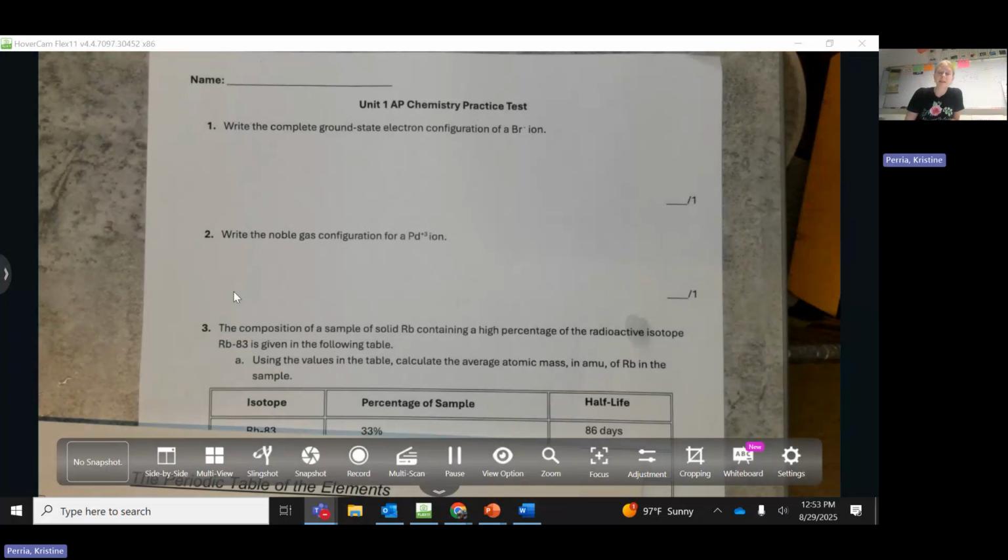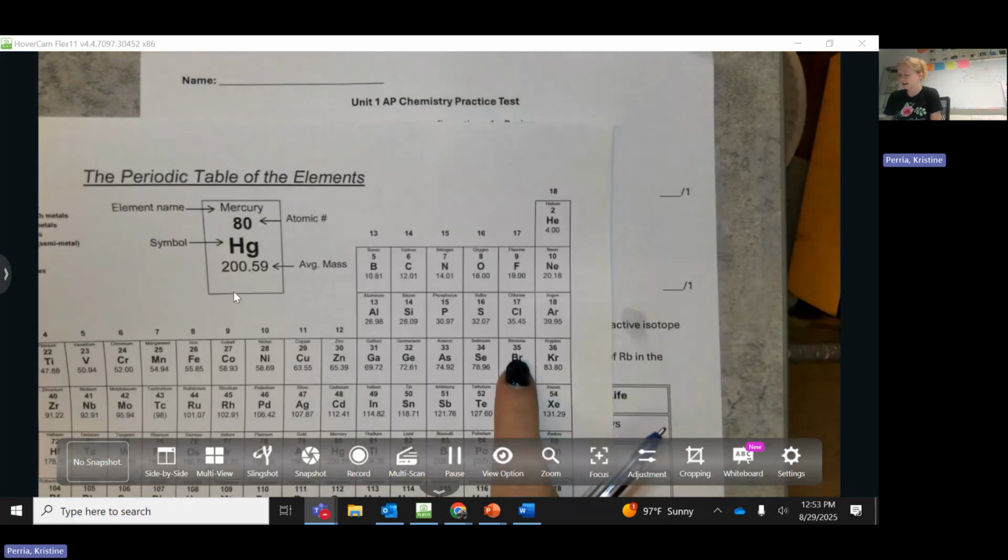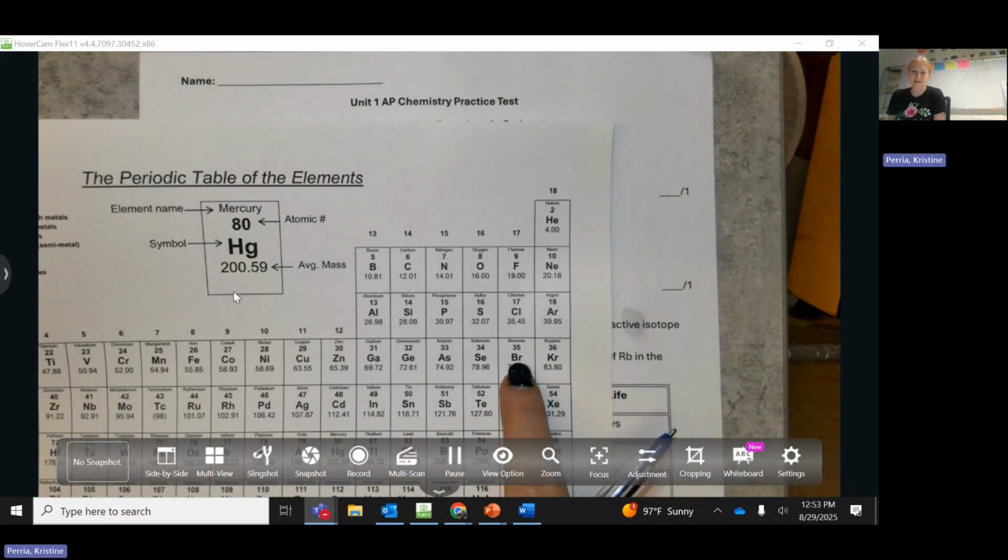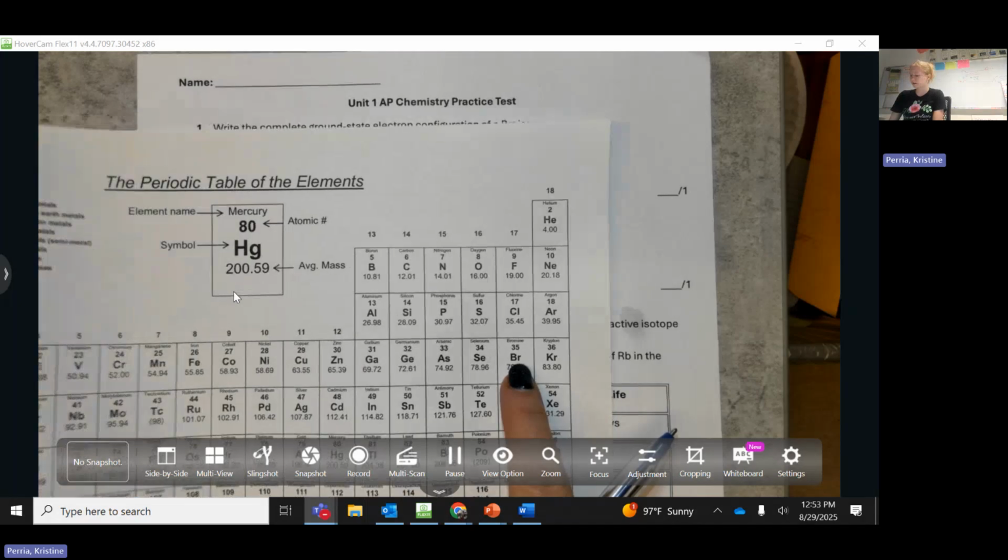Number 1 says write the complete, so that is not the noble gas formation, the complete ground state electron configuration for a Br minus ion. So Br is right here. Okay, so it's a pretty big atom. It's all the way in the 4th energy shell down. So this is going to be a really long electron configuration.